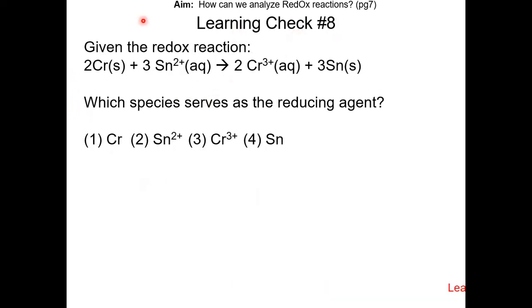Learning check number 8. Given the redox reaction, which species serves as the reducing agent? Pause the video and resume when completed. The reducing agent itself is oxidized. If we look at the redox reaction, chromium goes from 0 to positive 3. It is oxidized, so the answer is choice 1.